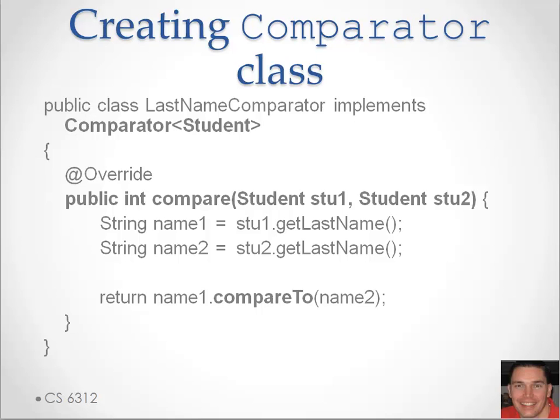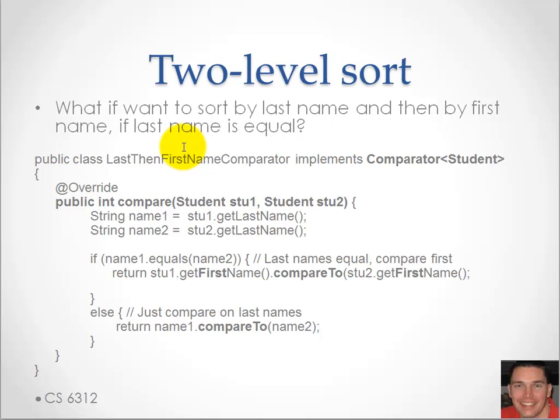The last thing, where some real power can come in, is that I can use these comparators to implement a multi-level sort. So let's say that we want to sort by last name, and then if the last name is equal, we want to sort by the first name, as is often done in a phone book. To do that, we need a little bit more logic when we implement our comparator. I've named this one LastThenFirstNameComparator, because that name is indicative of what we're going to be doing. We're going to sort by last name. If that's equal, then we're going to sort by first name.